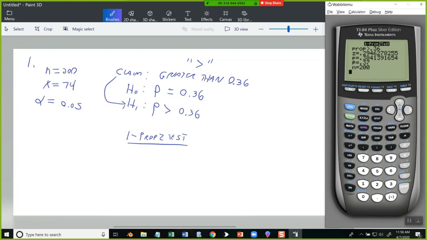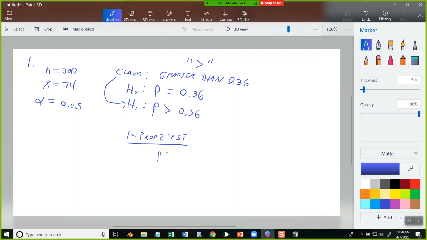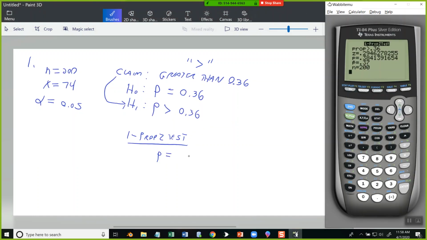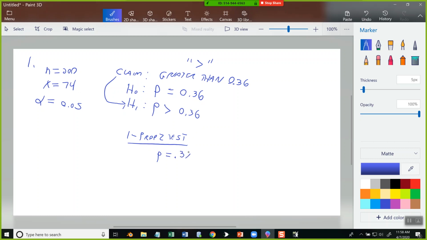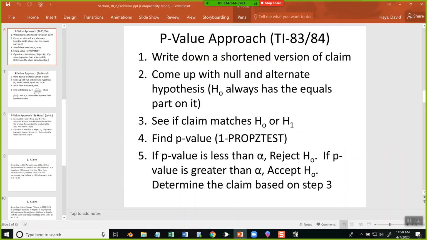P-value deals with a probability. So I'm going to write it down. P is equal to 0.3841. After we work a couple of examples, I'll talk about P a little bit more. What we do with that then, on step 5, is compare it to alpha. If p-value is less than alpha, we reject H naught. If p-value is greater than alpha, we accept H naught, and then we determine the claim based on step 3.